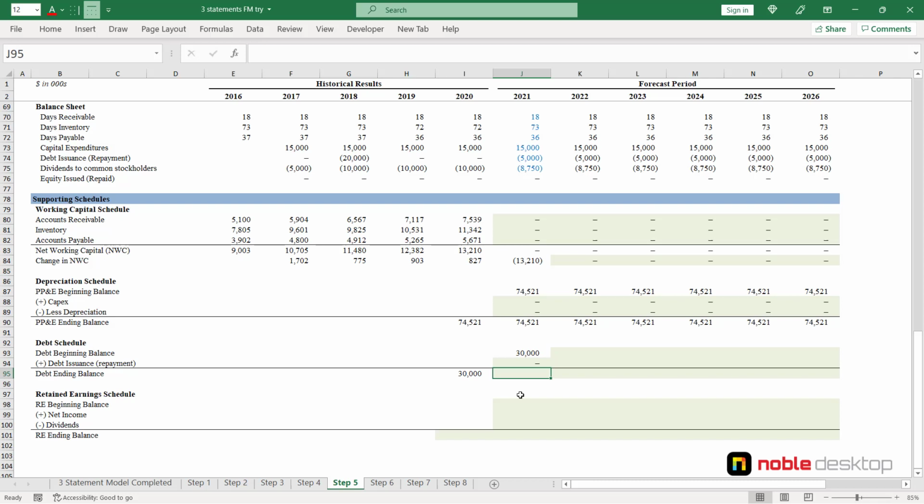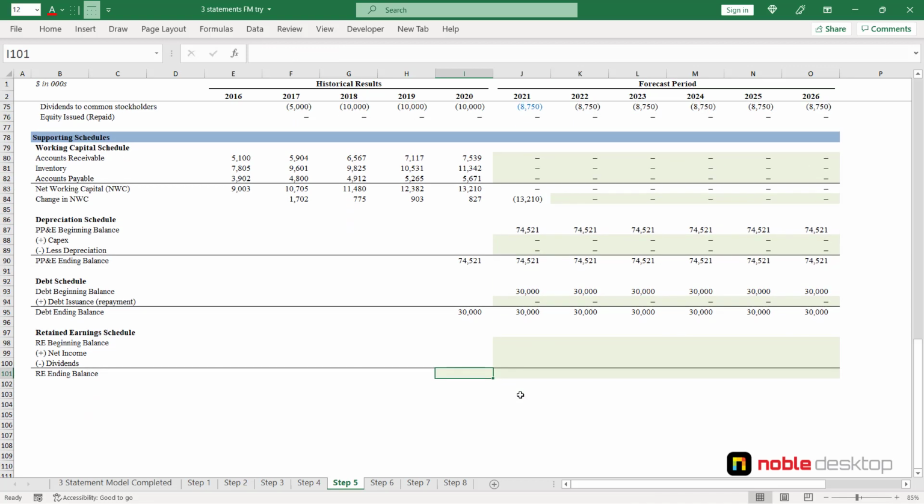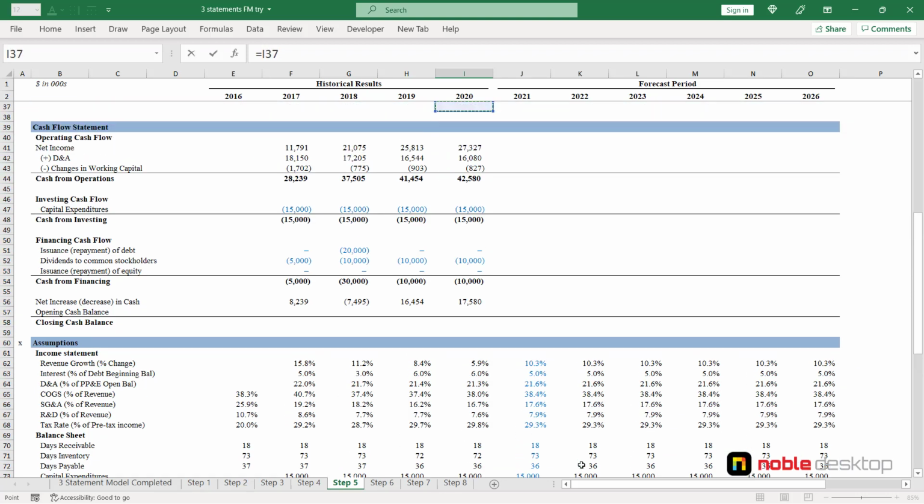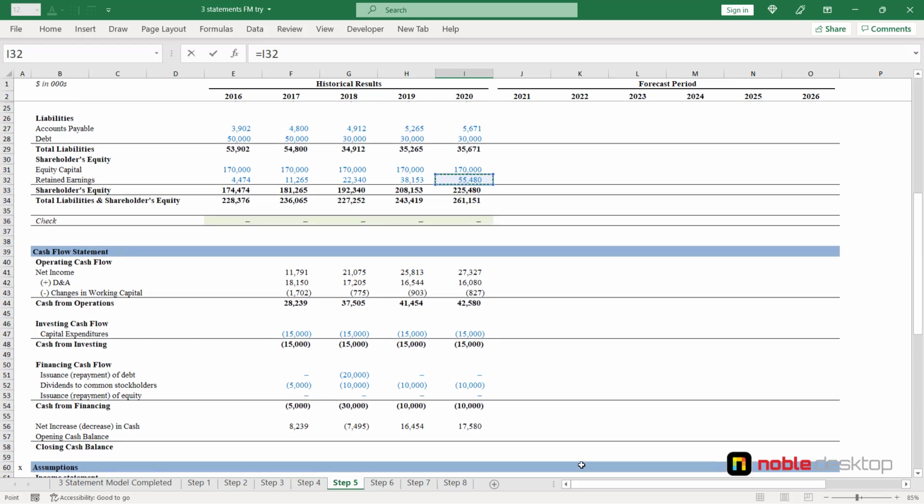My debt ending balance, Alt equals, it's a sum of two items above, and I'm going to fill it all to the right with Control R and move on to the next schedule, retained earnings calculation. For retained earnings ending balance, I'm going to find it again in my balance sheet. Let's go ahead and find it in the row 32 right here.